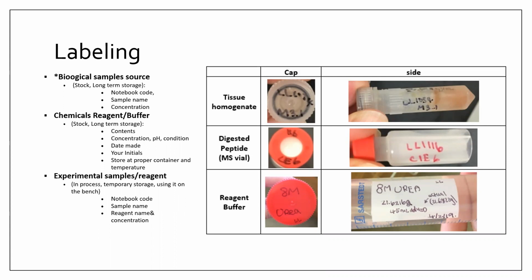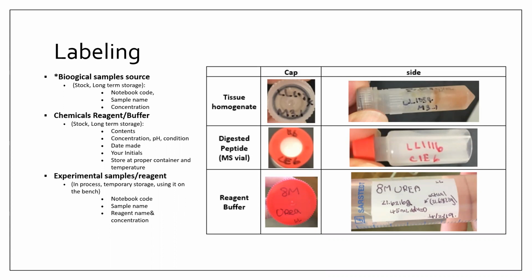Here are some examples of how you are going to label your samples. First of all, label the cap and both sides. I want to emphasize this because you're going to store your samples in a freezer box, and I will show the picture later, everything is stored vertically. It will be super beneficial if you have labeled the cap, so it's easier to find your samples. You don't have to pull up the sample on the side every time.